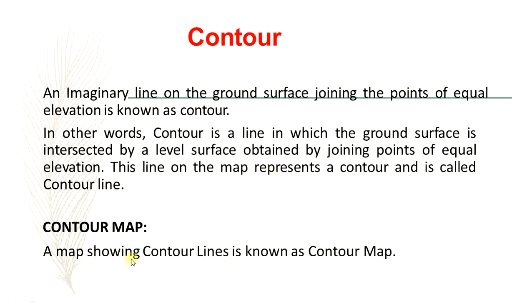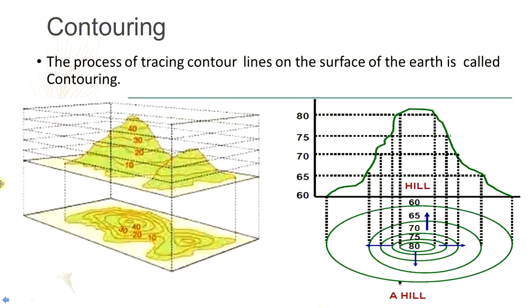Then what is the contour map? The map showing contour lines is known as the contour map. In this picture we have to see the imaginary values. We have to draw the actual lines on the ground. This is the contour line: 10, 20, 30, 40. We draw these here, and these are called contour lines.